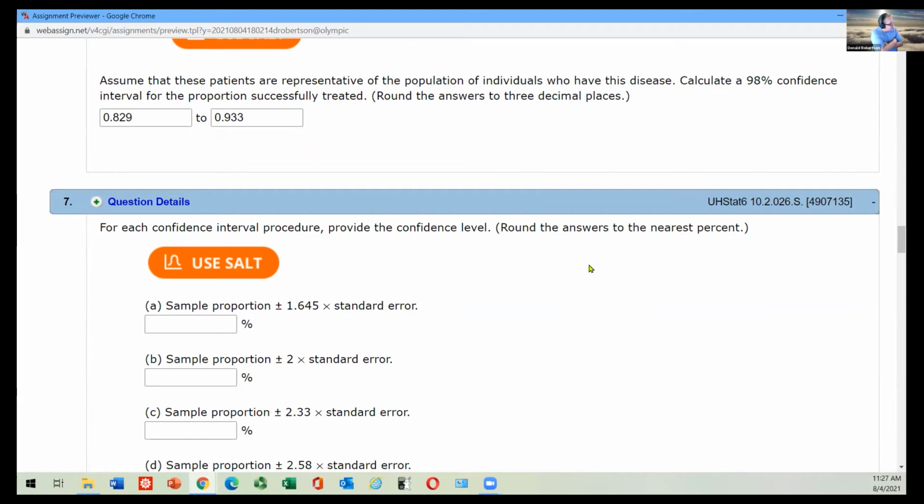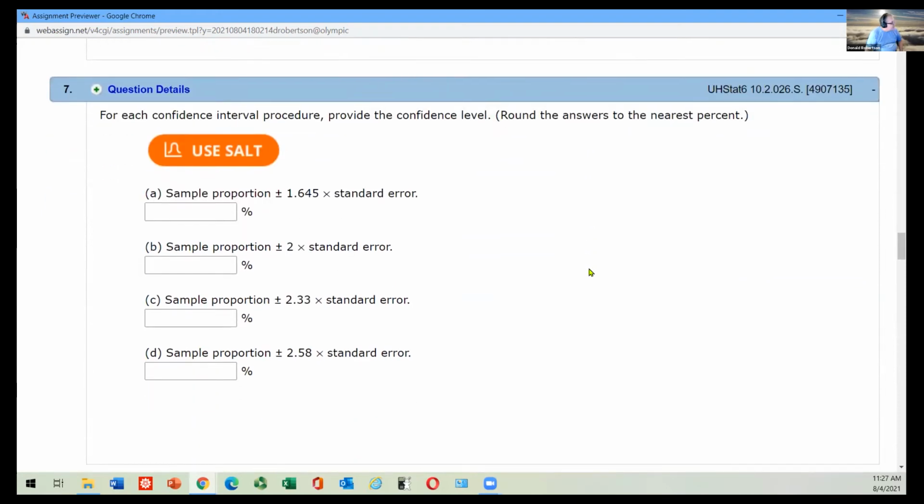Any questions about single proportion confidence intervals? Are we comfortable about how to use Salt to get our answers? Anything you're not sure about? Are we good? Yeah, this is all making sense. Oh, good.